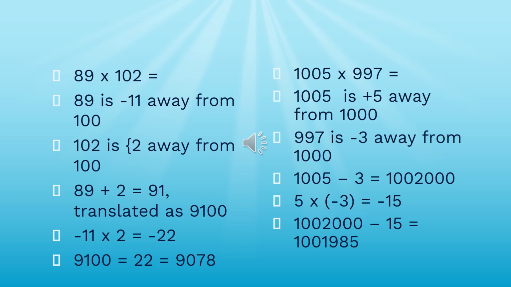Next is to multiply the differences, which are positive 5 and negative 3, and that gives us negative 15. Subtracting 15 from 1,002,000, that should give us 1,001,985, and that is our final answer.